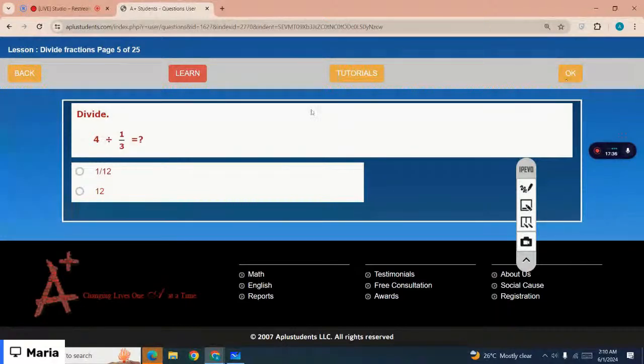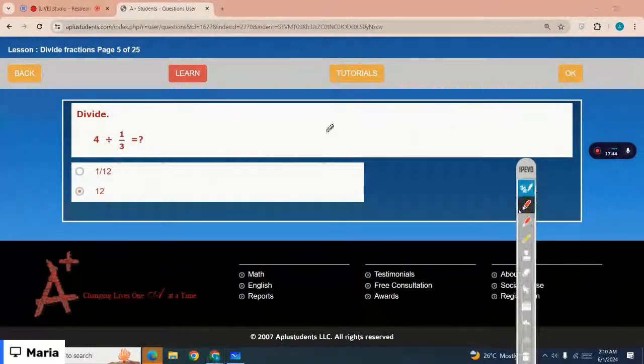That is 1 by 12, option number 1 is the correct option, right? No, that is simply 12. How? You need to change that division sign to multiplication. When you change it, the reciprocal of 1 by 3 is 3 over 1. So that is 4 times 3 is 12, 12 by 1, that is 12. The correct option is 12. Got it?